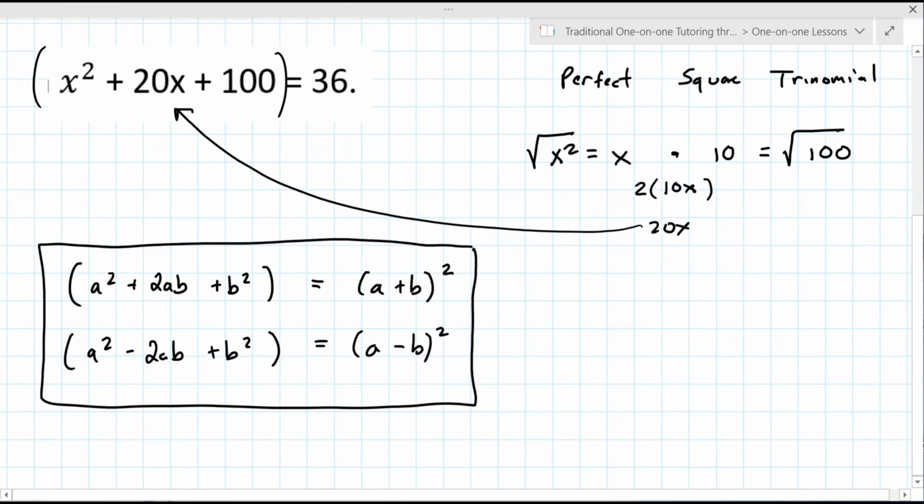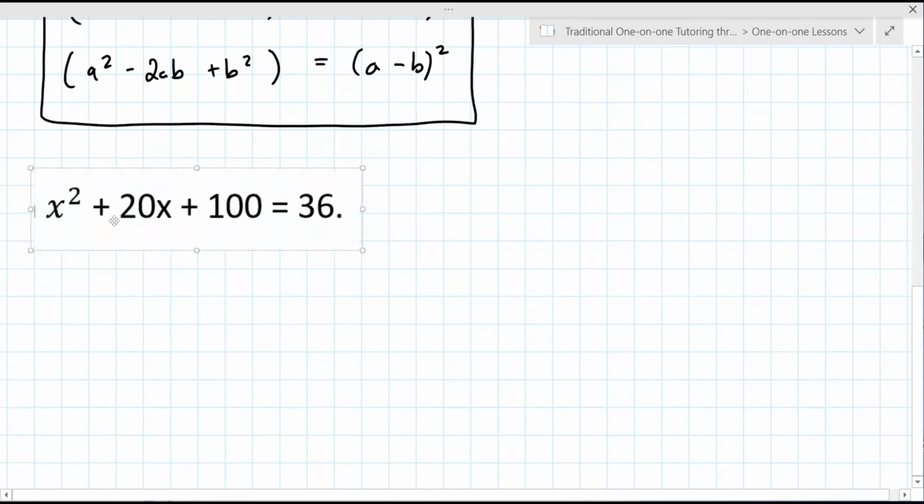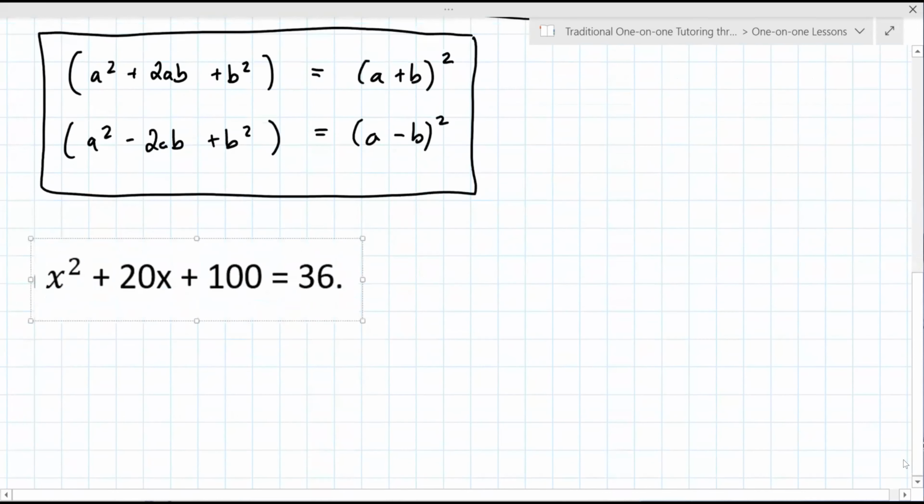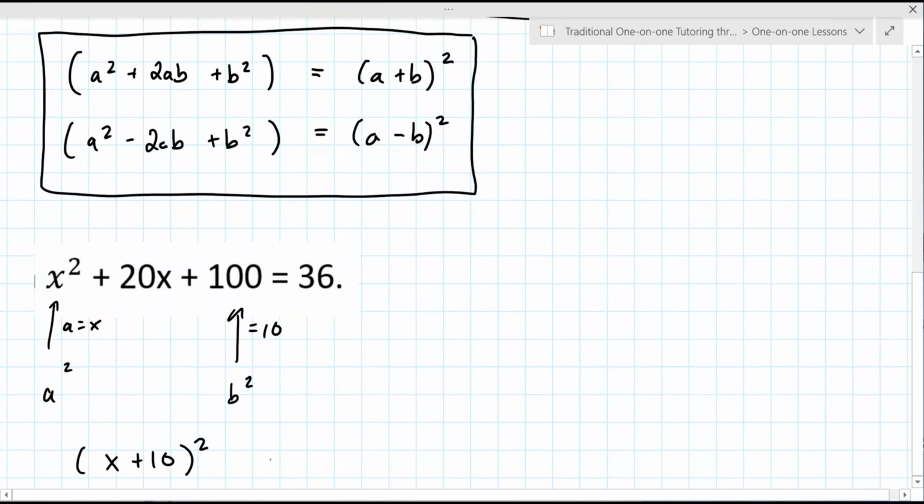So why do you need to know all that? To do this problem, you first have to recognize it's a perfect square trinomial. So let's just say you're in agreement with everything I just said. Okay, and I'll show the formulas here. Your a in this case is x, and your b is 10. Do you see that? Because 10 squared is 100. So just the left side, we're going to deal with the right side. The left side becomes a plus b squared, which is x plus 10 squared.